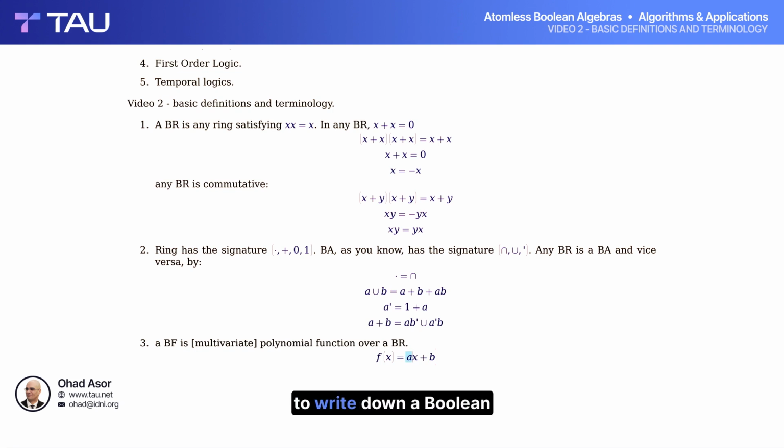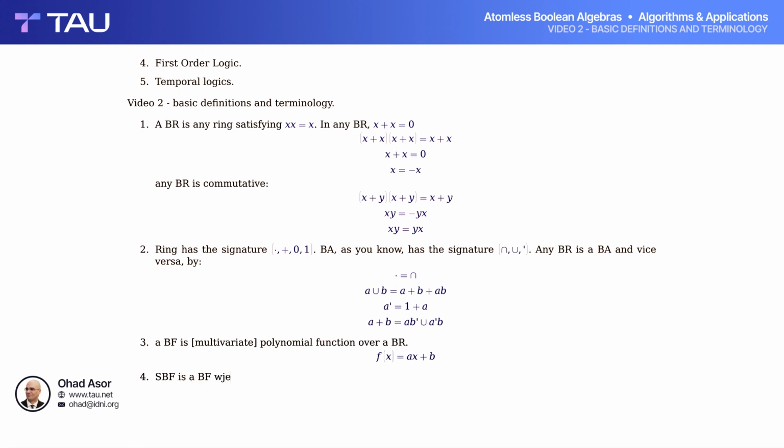Indeed, to write down a Boolean function, generally speaking, you need to fix your Boolean algebra. Maybe that's time to say that the term Boolean function is very unfortunately used today in completely different meaning. It is used in a meaning that which we shall call simple Boolean function. Simple Boolean function is a Boolean function where all coefficients are either 0 or 1.